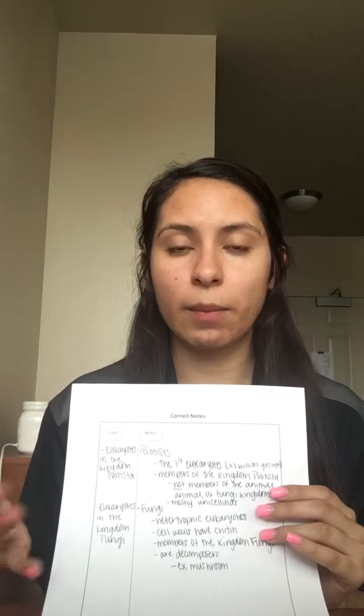So once you have finished writing all your notes, you're to go back to the cue column, and you're going to write the main ideas about your notes and things like that. So for example, for the note section, I wrote that protists were the first eukaryotes and they're members of the kingdom Protista. So in the cue column next to that, I will write eukaryotes in the kingdom Protista. And so that's kind of how that works.